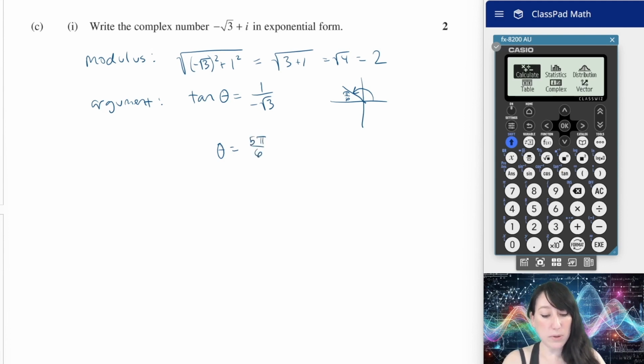So this complex number is equal to 2e to the 5 pi over 6 times i.